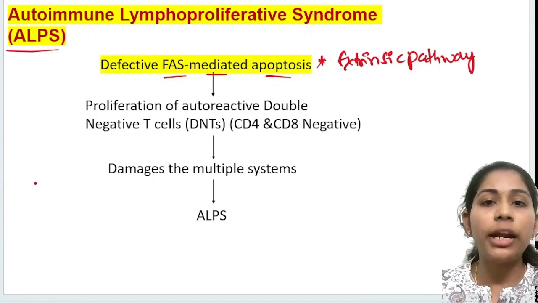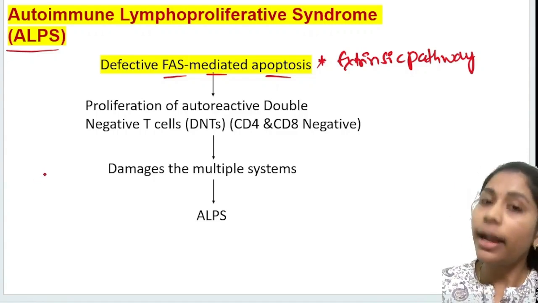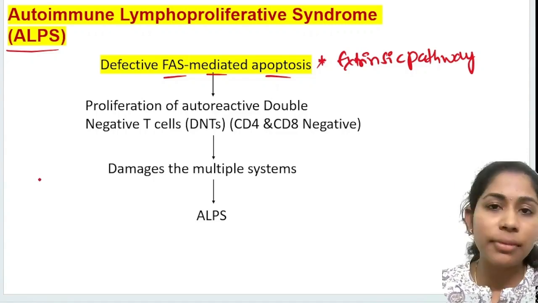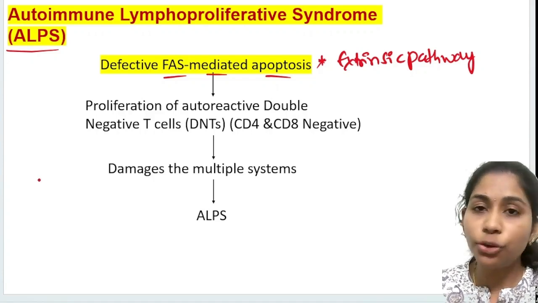They should identify only the foreign antigens, right? They should not identify our self antigens. If they identify, what will happen? Autoimmunity occurs. They will damage our self antigens and autoimmunity occurs. That should not happen, right?